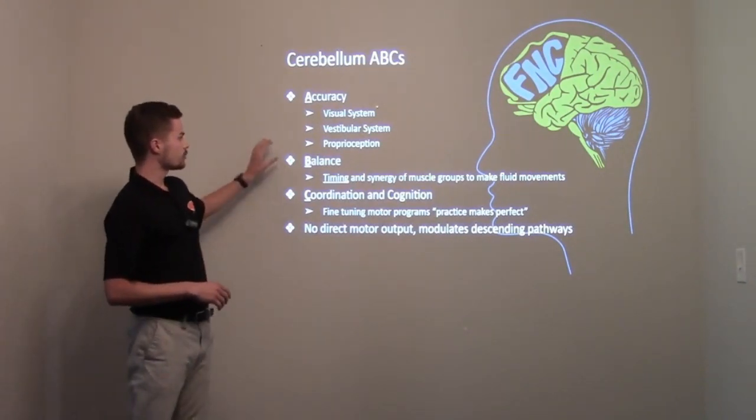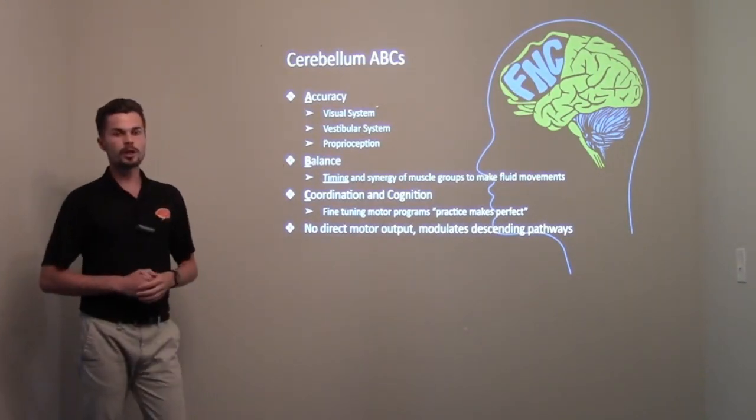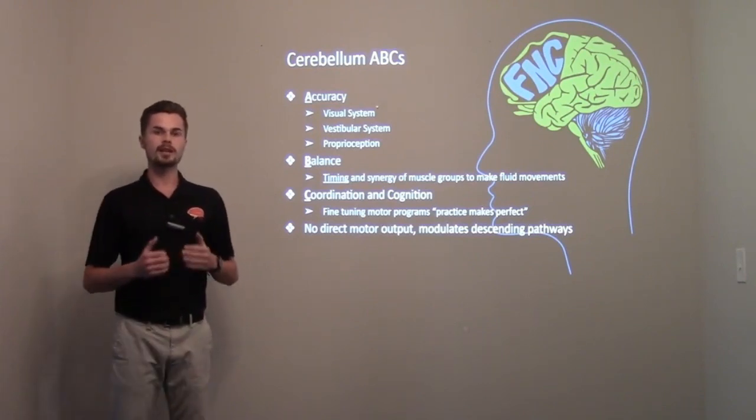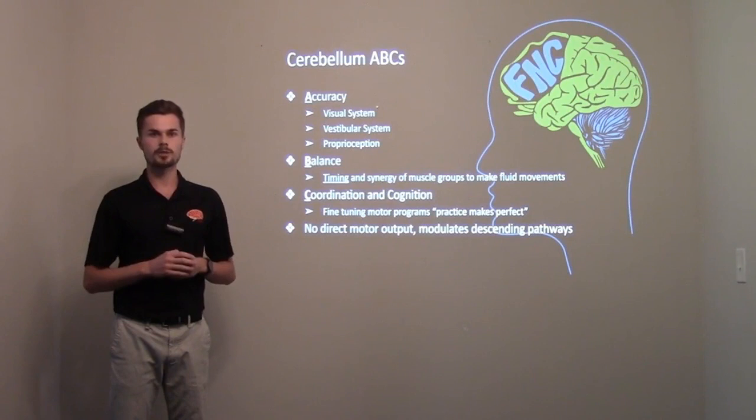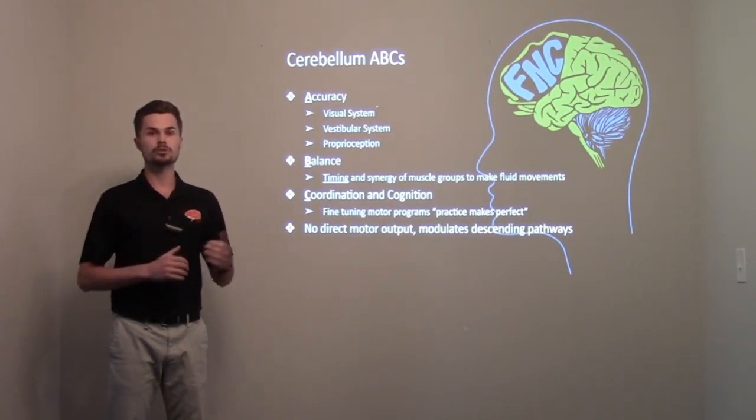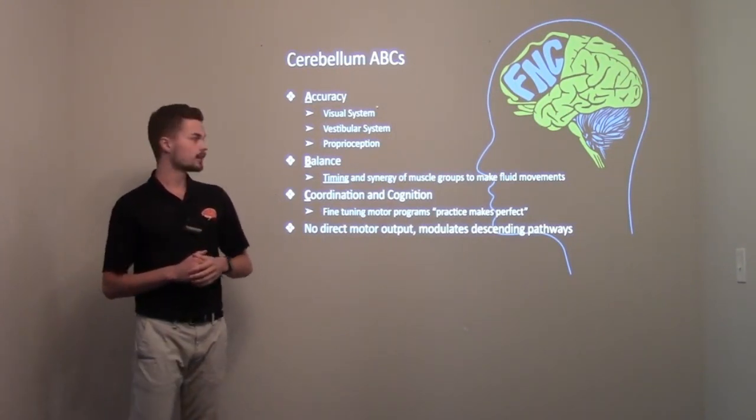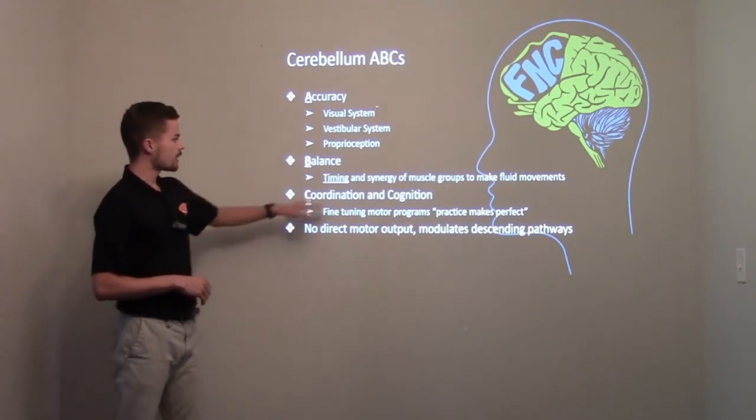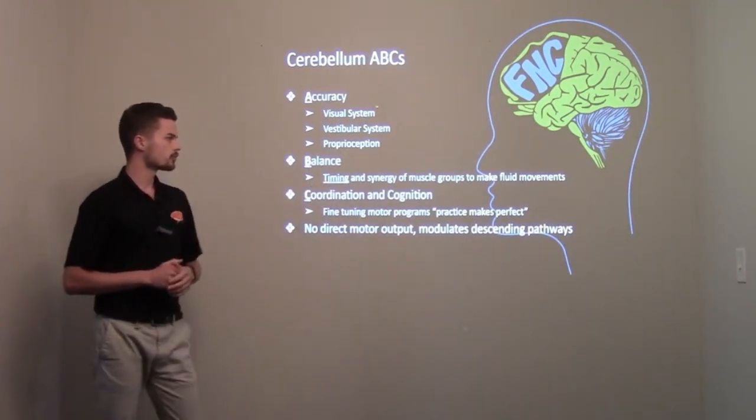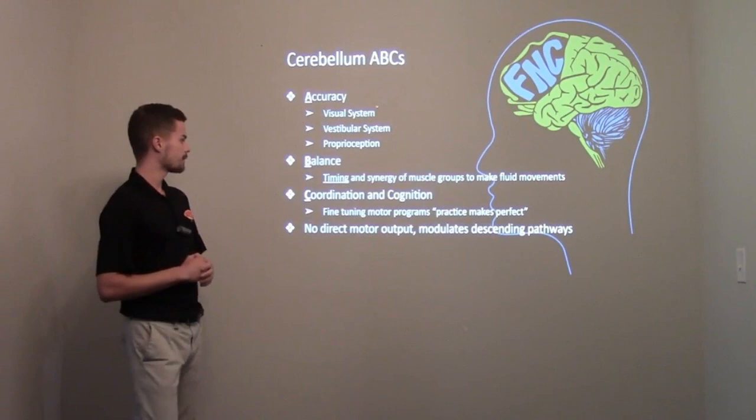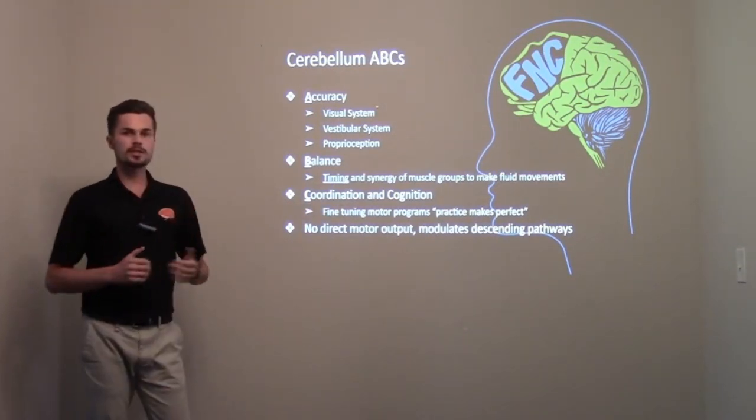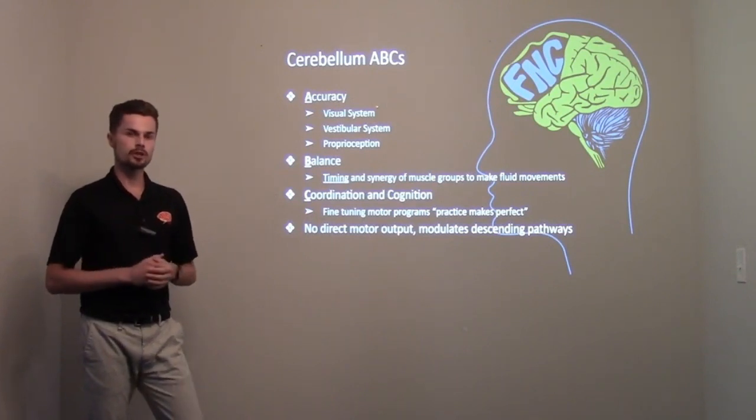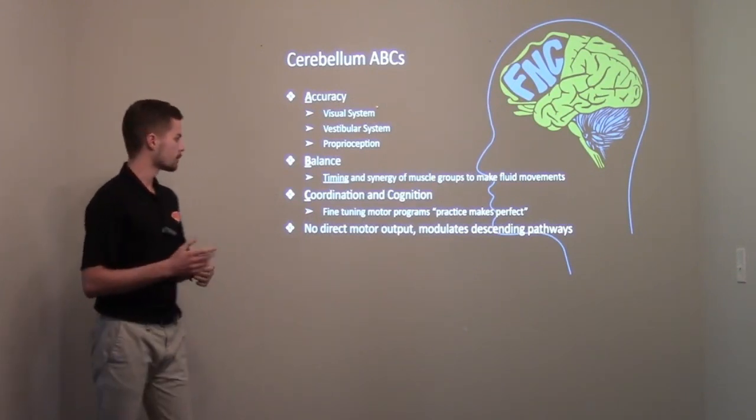And then it has a lot to do with balance. So with a lot of cerebellar dysfunction, you see balance issues because it's so related and connected to the vestibular system as well. It also has a lot to do with muscle tone, which we're going to be discussing in the upcoming slides. So it has a lot to do with timing and synergy of muscle groups to make fluid movements. Okay? Then also coordination and cognition. And cognition is something we don't really talk about as much. I'm going to get a little bit more into that in an upcoming slide.